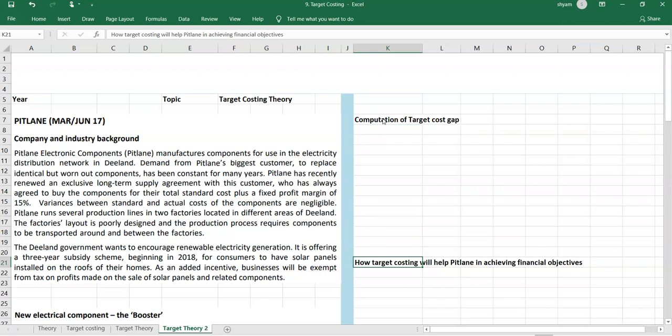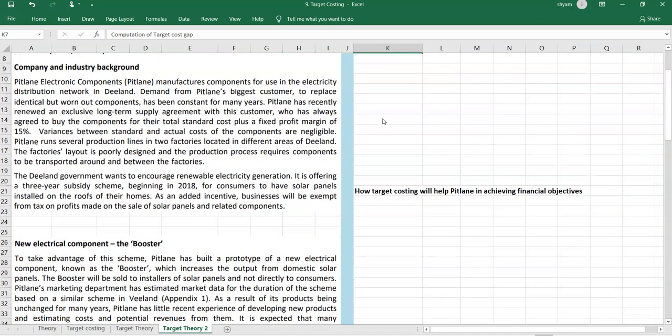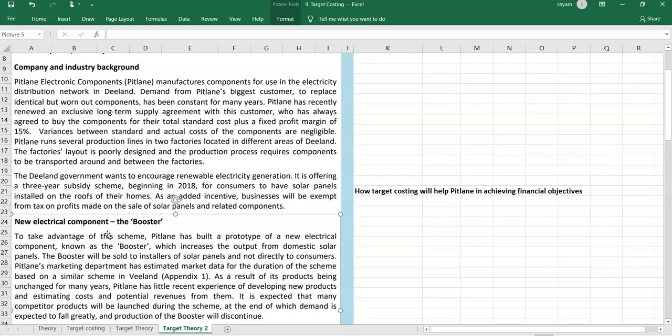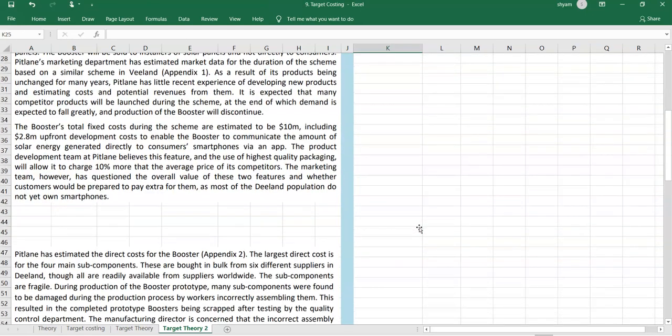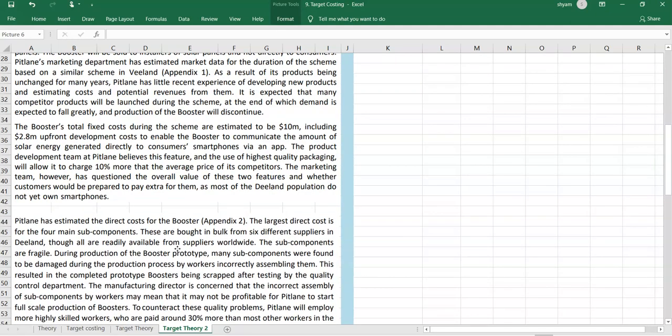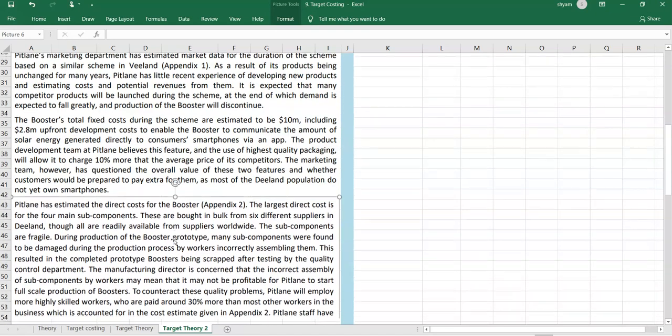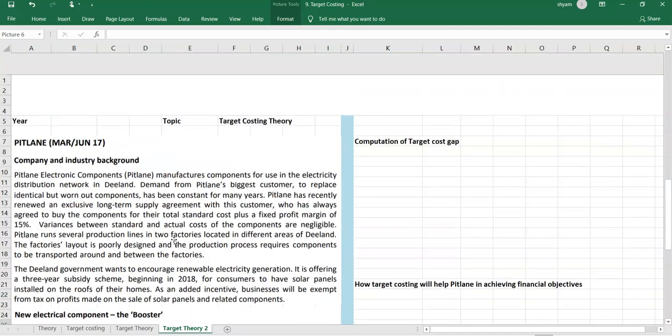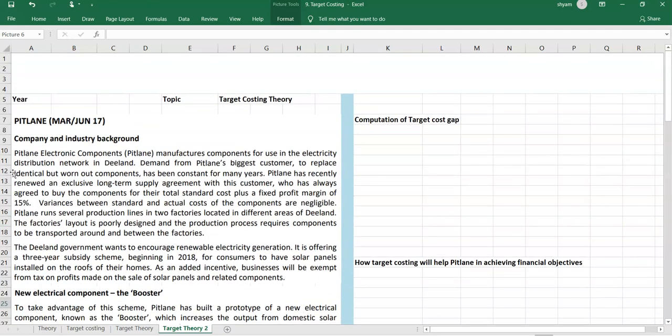Let's start. We'll start from here. So you could read this as I move the cursor. Just read it as I move the cursor. And if there's any main point which is useful for our answer, we'll just take it and use it.